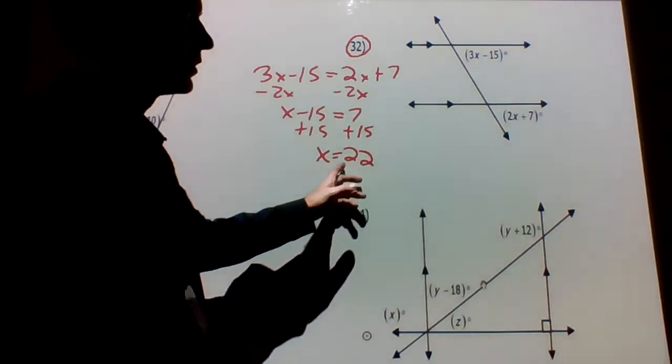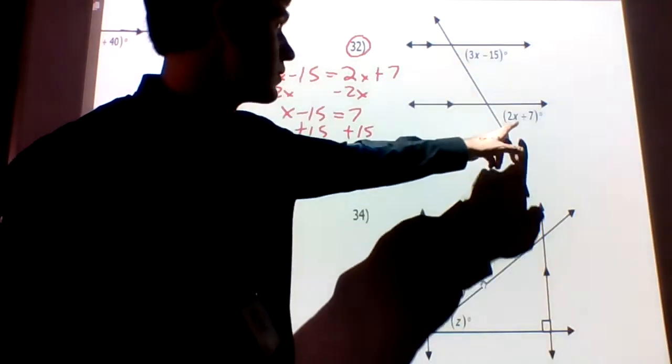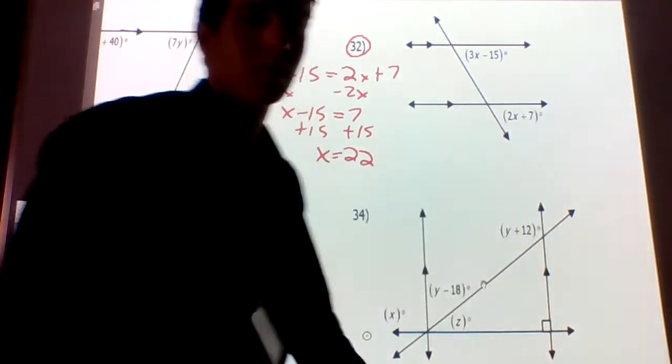We can substitute it back in to check. So this would be 66 minus 15 is 51. This would be 44 plus 7 is also 51.